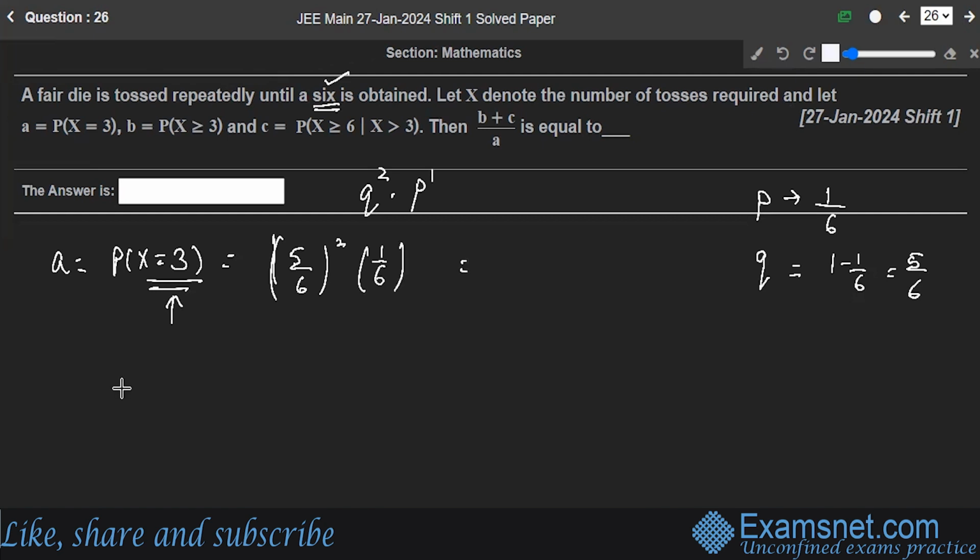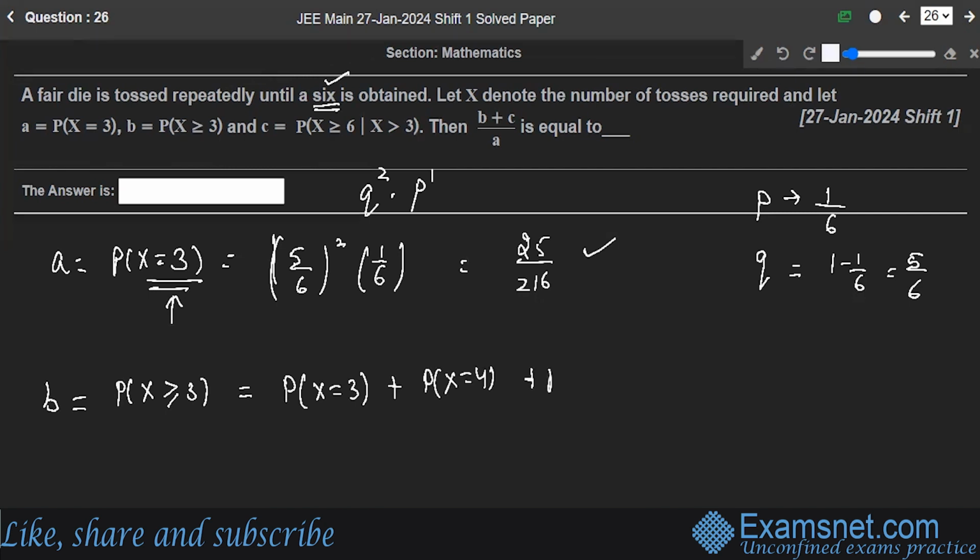Okay, so this will give me 25 upon 216. Now part B says that means you got the A value as this. Now B says it is the probability that you get a 6 in more than 3 attempts. So this will be given by the probability of getting it on the third attempt, 4th attempt, 5th attempt, and so on. I don't know how many times it will be. Let it be infinity only.